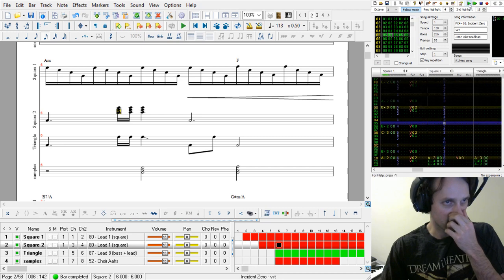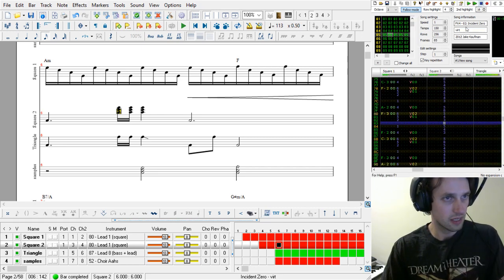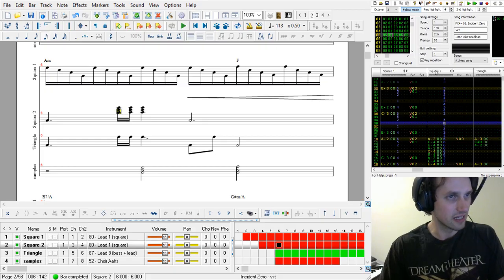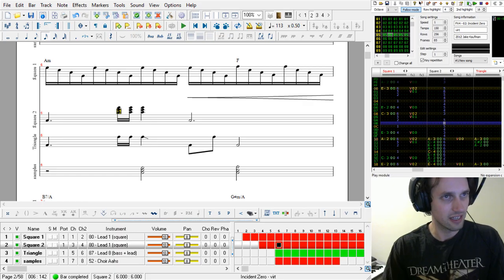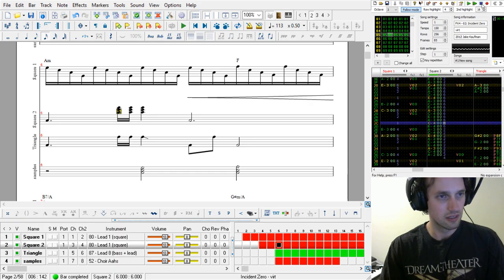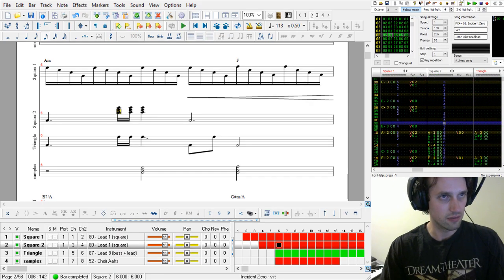So if you just listen to this in here, I call these Follinated chords because Tim Follin used these to great effect back in the day for all the NES games that he made the soundtrack for. So that's what it sounds like by itself.